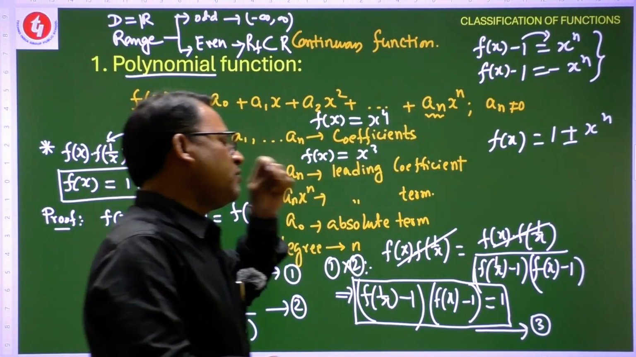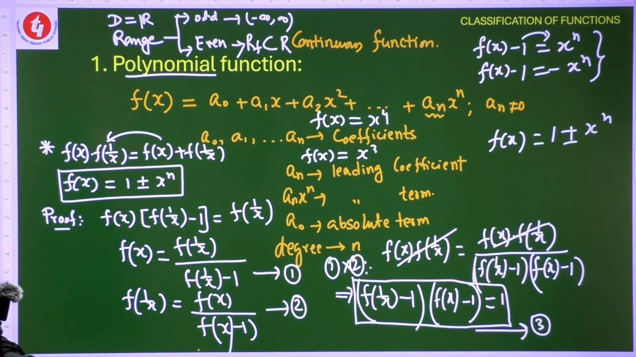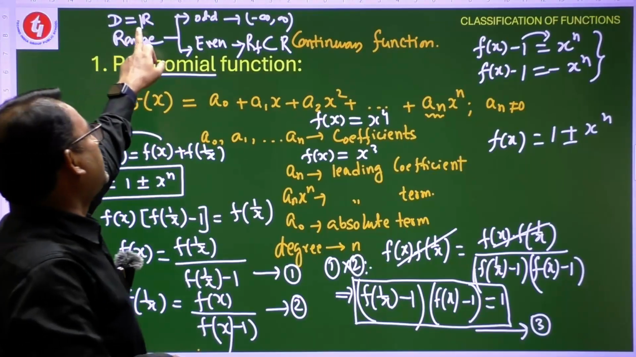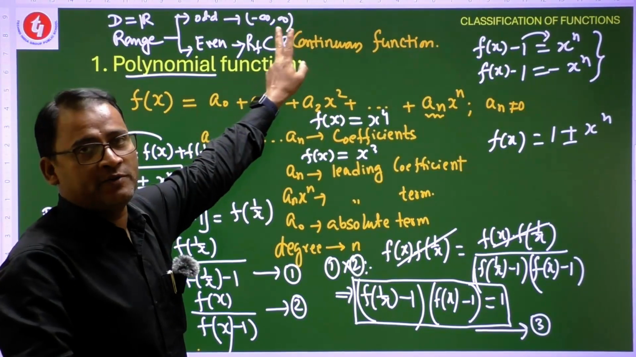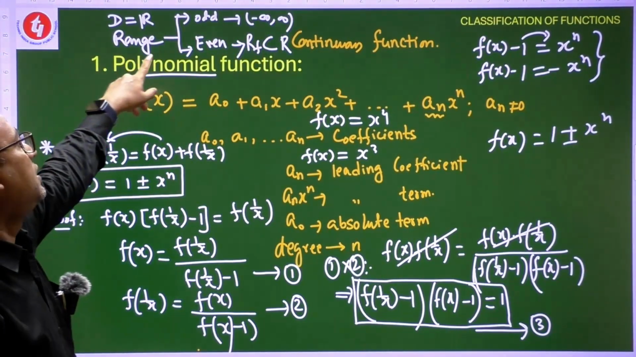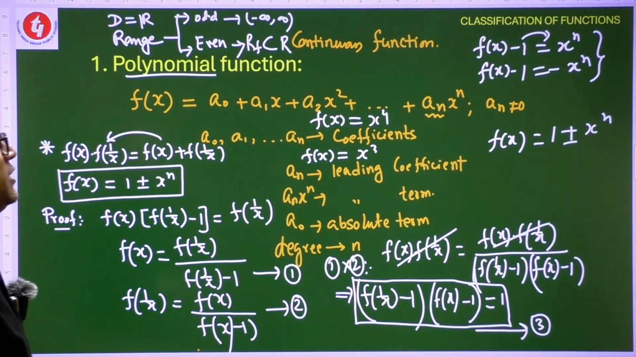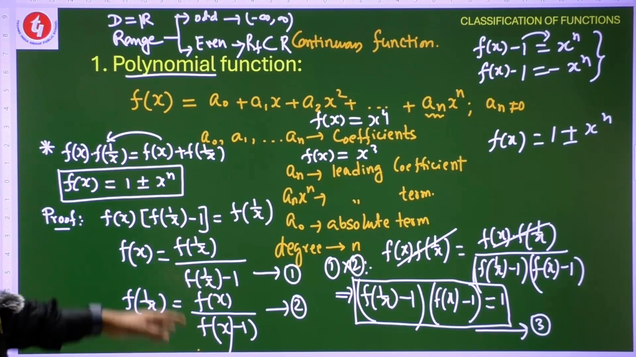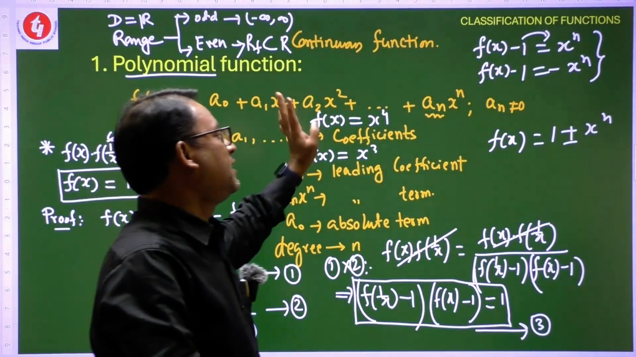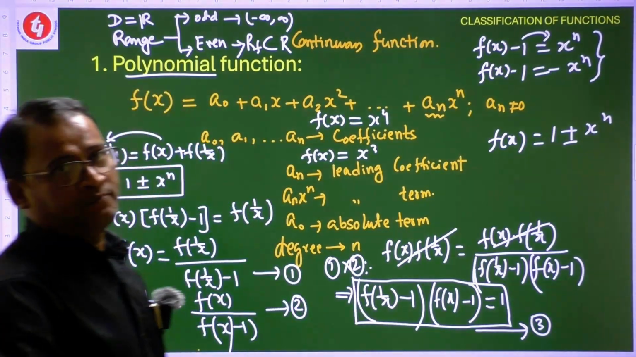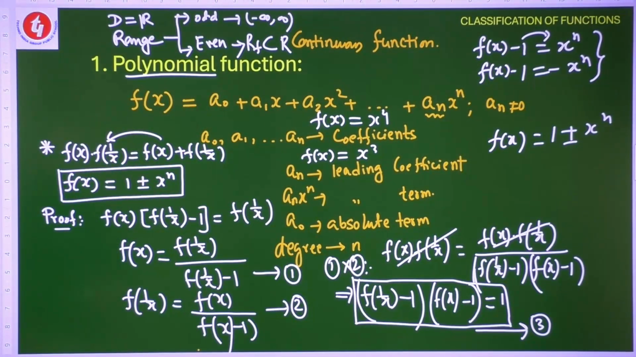If it is non-zero, a polynomial is a continuous function. The domain of the polynomial is the set of real numbers, and the range is minus infinity to plus infinity, the set of all real numbers, if it is an odd polynomial. If it is even, then it is a subset of real numbers. If f(x) times f(1/x) is equal to f(x) plus f(1/x), then f(x) must be 1 plus or minus x to the power n.